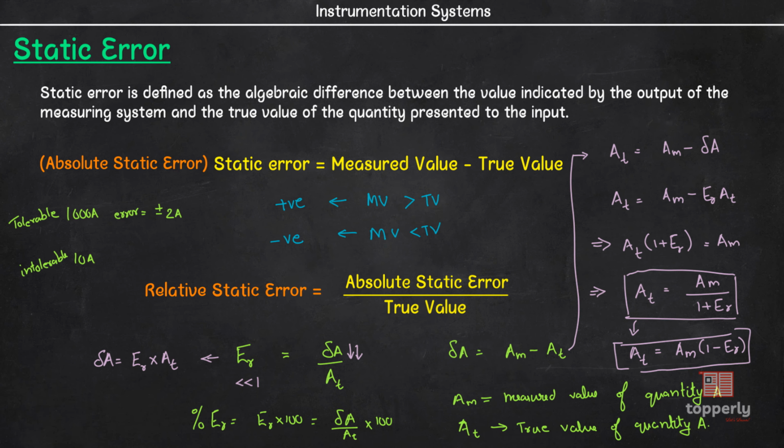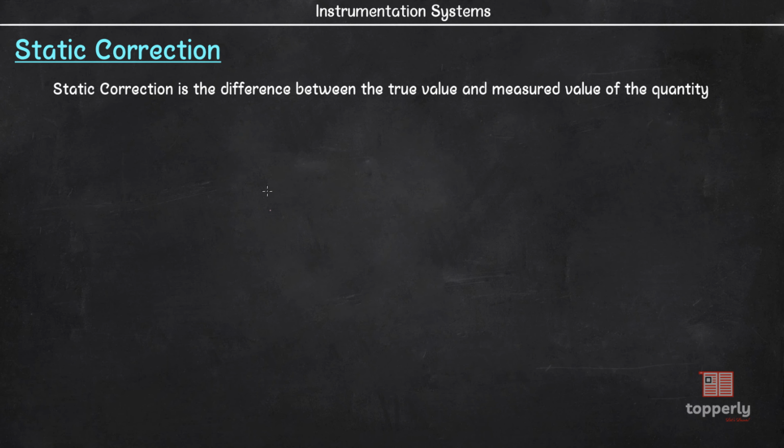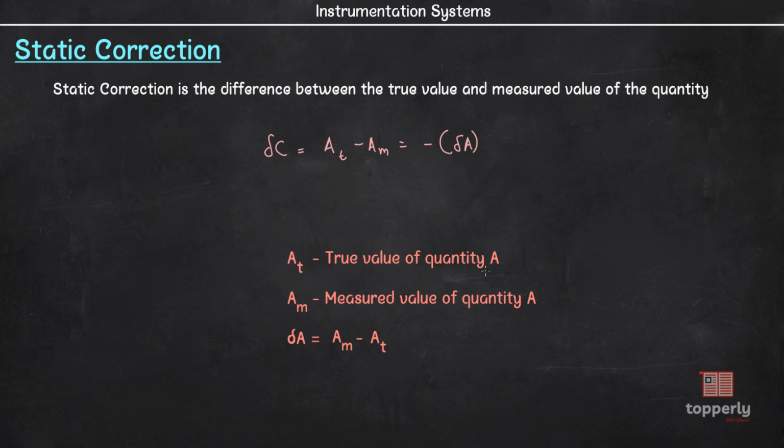So, we have covered static error, and the next parameter we need to learn is correction. Static correction is the difference between the true value and the measured value of the quantity. That is, static correction ∂C is equal to AT minus AM, or is equal to negative of ∂A, that is static error, where AT is the true value of the quantity A and AM is the measured value of quantity A, and as defined, ∂A is equal to AM minus AT.